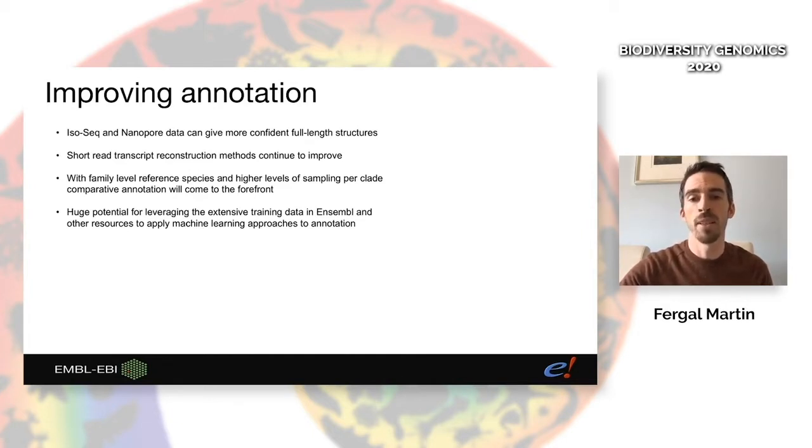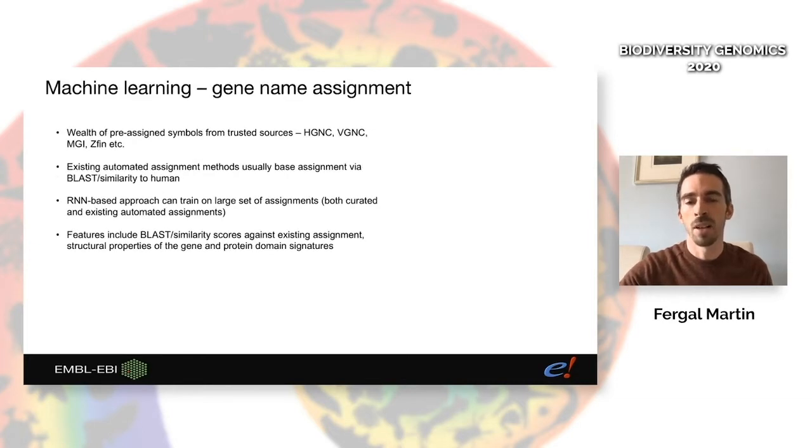But there's also huge potential to leverage extensive data sets in Ensembl and other resources to apply machine learning techniques to annotation. Just a couple of examples of this. Gene symbol assignment, for example, we're working on: can we take HGNC, VGNC, MGI, ZFIN assignments for existing species, combine that with feature extraction from BLAST and structural properties of the underlying genes, and feed this into a neural network and use it to effectively come up with a gene name assignment for a new gene that we annotate.